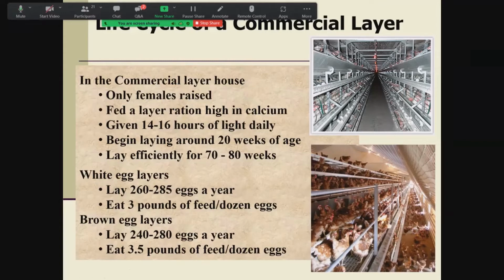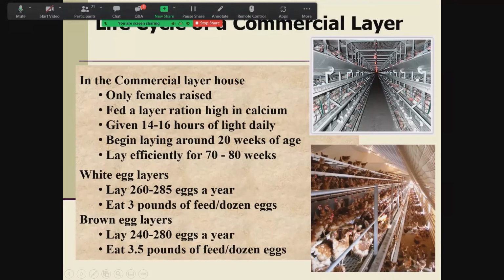They're fed a very specific high calcium diet that just meets their dietary requirements for the age the bird is. They actually tweak the diet to keep their body and their bone calcium levels just so. They're given 14 to 16 hours of light a day. They start laying around 20 weeks of age, and they will lay efficiently for 70 to 80 weeks after that before they start losing their efficiency and get less than 55% production within a flock. At that time, the birds can be molted or processed, and we'll talk about that in a little bit.